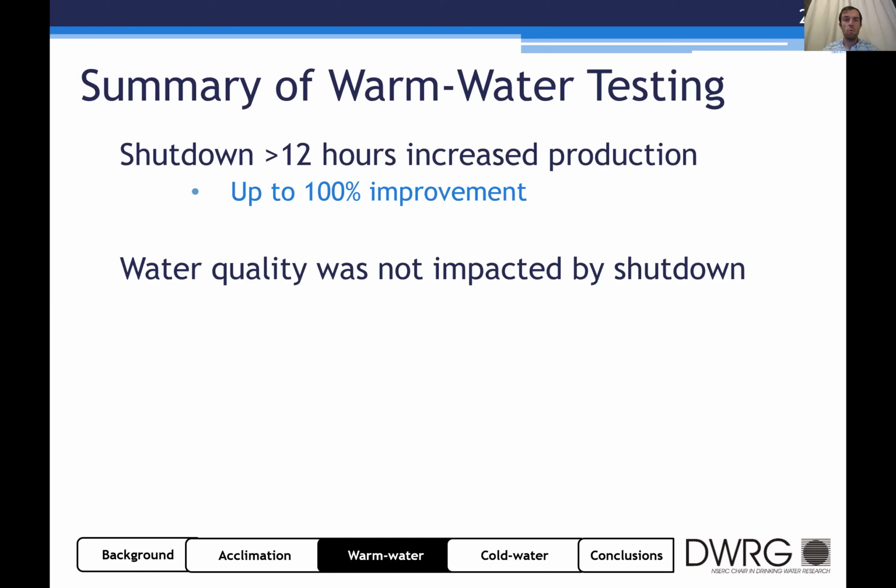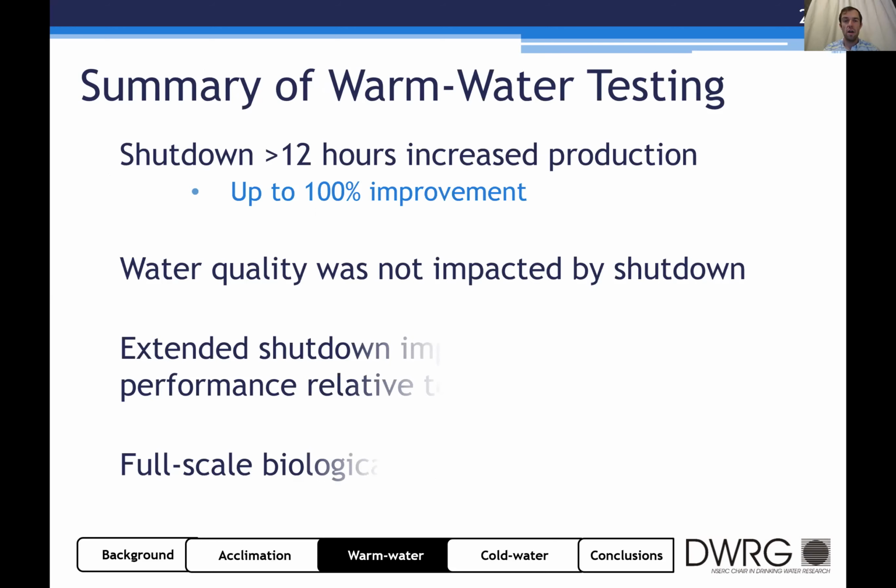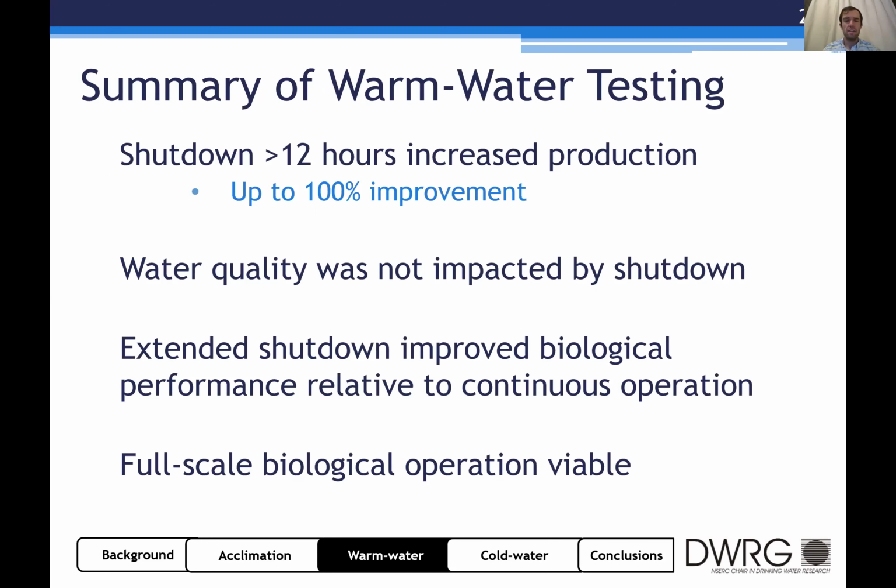So to summarize, warm water testing, shutdown of greater than 12 hours increased production by up to 100%. Water quality was not impacted. Extended shutdown may improve biological performance when it's compared to the continuous operation. So there's likely some benefit to that for both biological, physical, and chemical treatment objectives. And what this really told us was full-scale biological operation was viable. Eliminating pre-chlorination, going to a biological filter wouldn't necessarily impact performance of their plant.